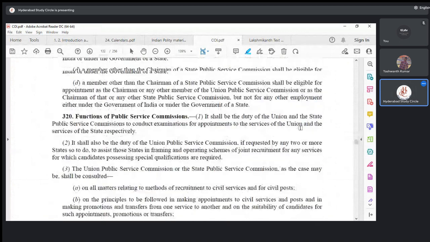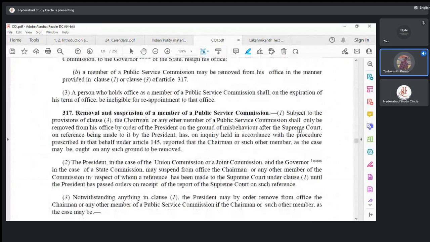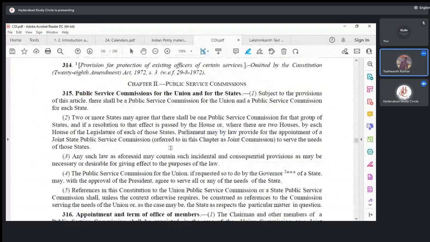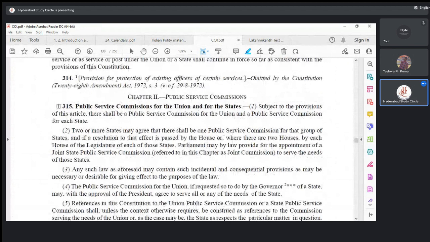Sir, Article 315, does it include the state commission? Yes, Public Service Commission. Article number 315 is read. This is known as the marginal note.